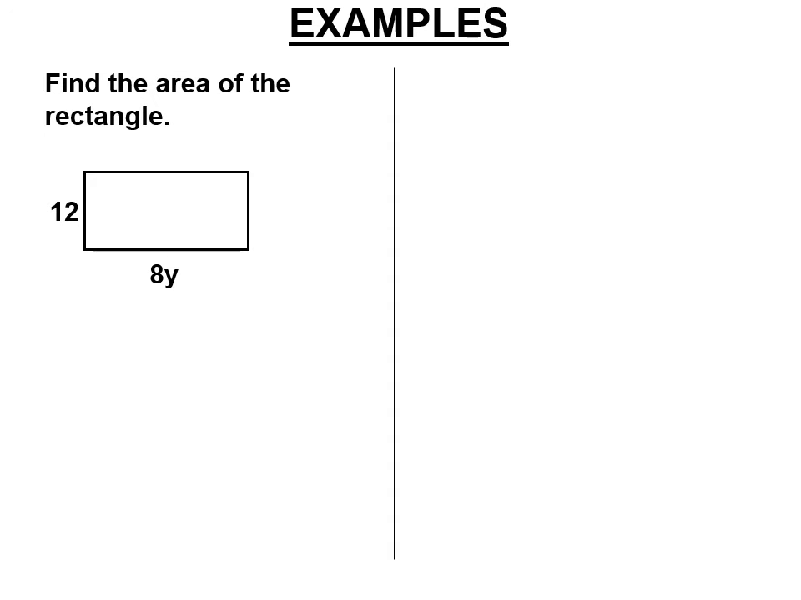Right, area of the rectangle, right? Area is length times width. So let's call that the length and the width. So it would be 8y times 12. Well, 8 times 12 is 96, and so 96y.